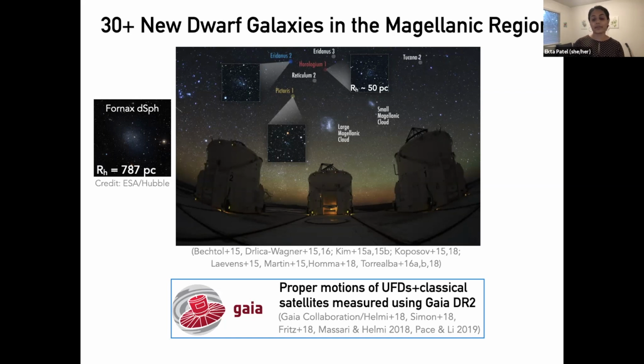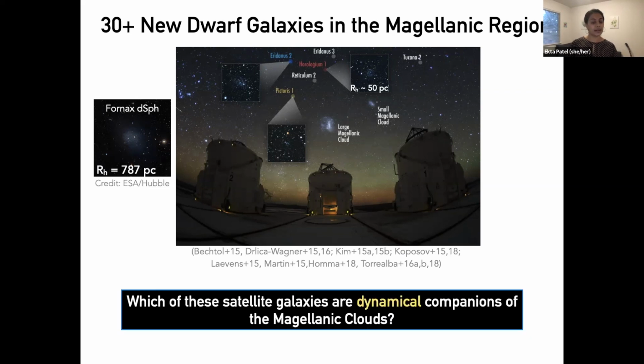So with this plethora of observational information, we can then ask, which of these satellite galaxies are dynamical companions of the Magellanic Clouds, given that they were discovered in close proximity to the clouds? But first, that requires an understanding of the Magellanic system itself. So we need to understand the orbits of the Magellanic Clouds and their masses to truly pick out which of these ultrafaint dwarf galaxies might have been accreted as a group with the Magellanic Clouds.